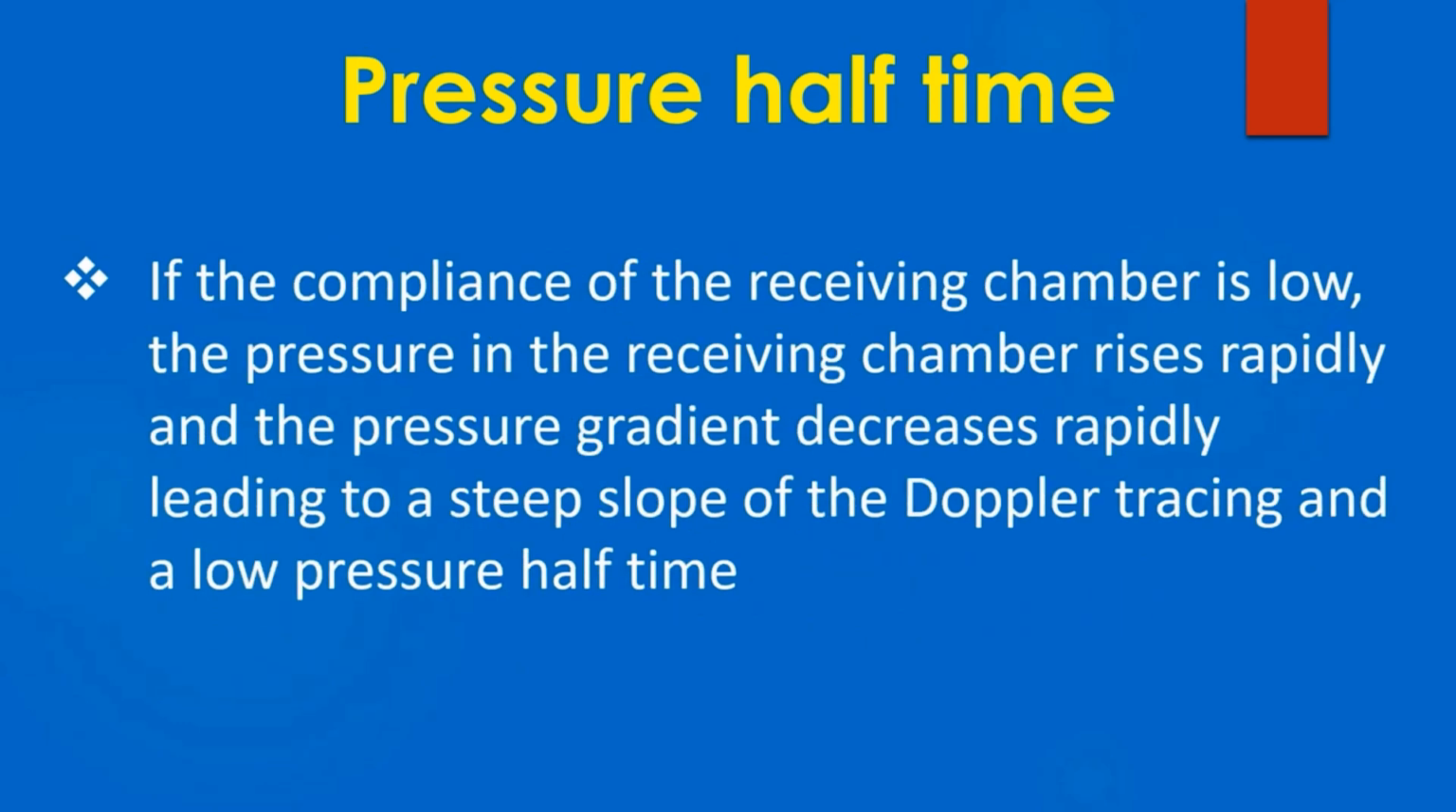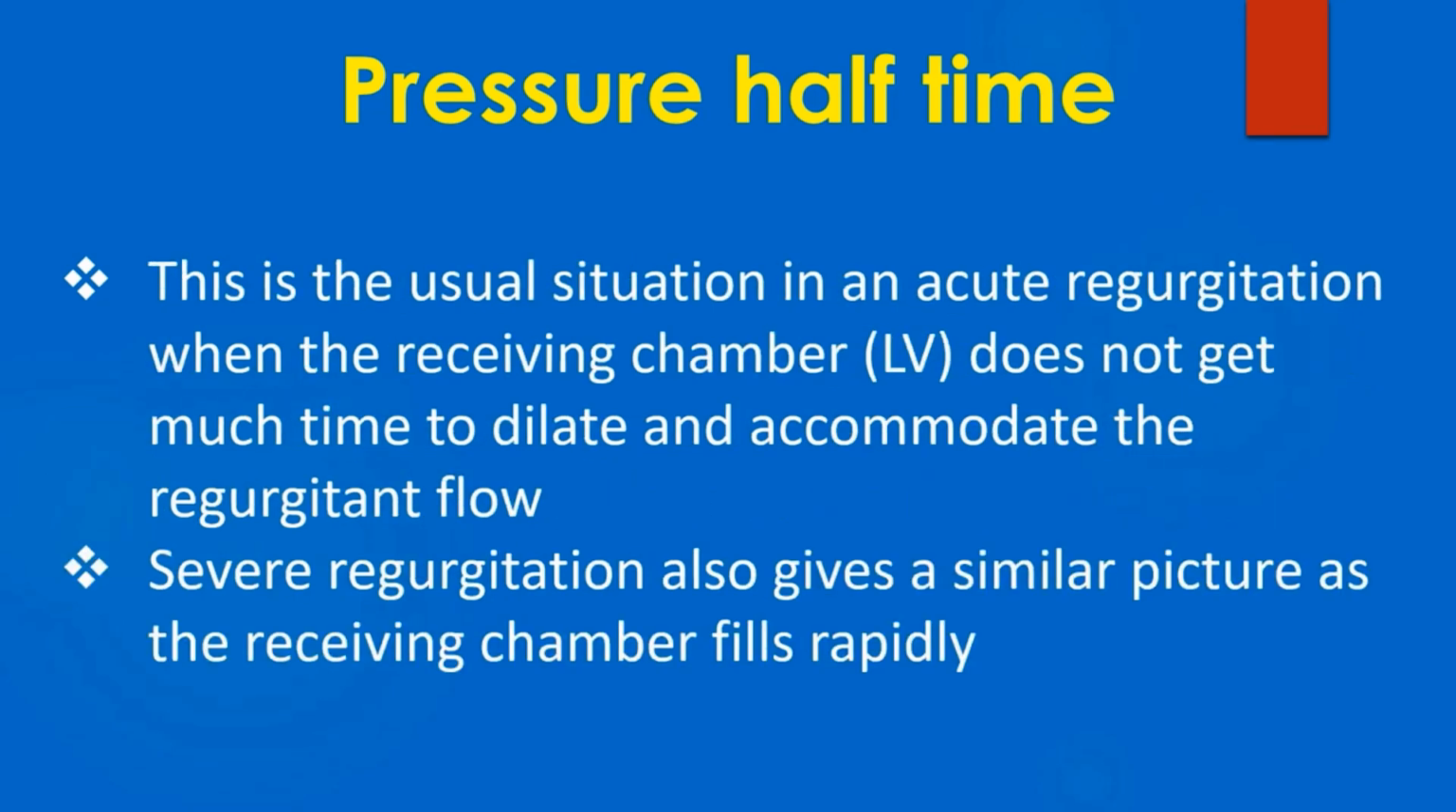If the compliance of the receiving chamber is low, the pressure in the receiving chamber rises rapidly and the pressure gradient decreases rapidly, leading to a steep slope of the Doppler tracing and a low pressure half-time. This is the usual situation in acute aortic regurgitation when the receiving chamber or left ventricle does not get much time to dilate and accommodate the regurgitant flow. Severe regurgitation also gives rise to a similar picture as the receiving chamber fills rapidly.